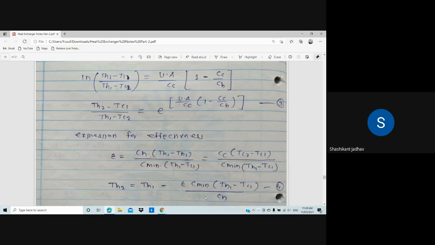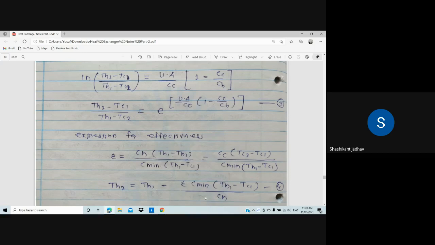So from the first equation, that is epsilon is equal to Ch into bracket Th1 minus Th2 divided by C minimum into bracket Th1 minus Tc1, we have to write down the equation for Th2. So from the simplification of that equation, we get the value of Th2. And what is the equation for Th2? Th2 is equal to Th1 minus epsilon into C minimum into bracket Th1 minus Tc1 divided by Ch. And that is equation number 4.